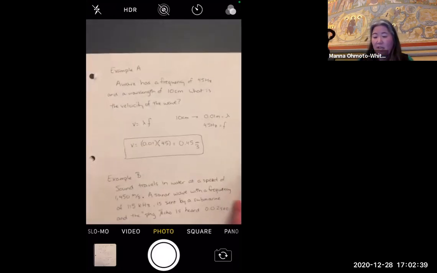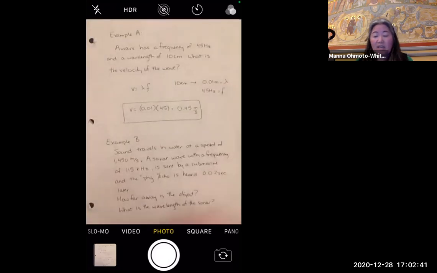Let's use these calculations. I have example A. A wave has a frequency of 45 hertz and a wavelength of 10 centimeters. What's the velocity of the wave? So remember, velocity has to be in meters per second. So I have to convert 10 centimeters to 0.1 meters. And then I just multiply the two and I get 4.5 meters per second.